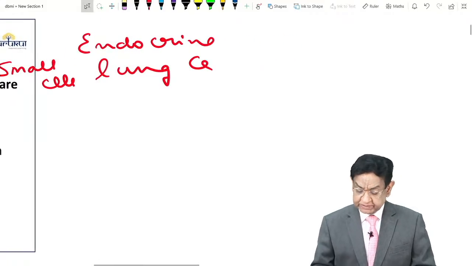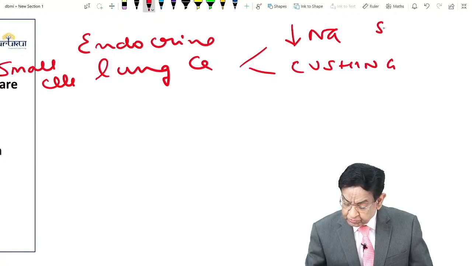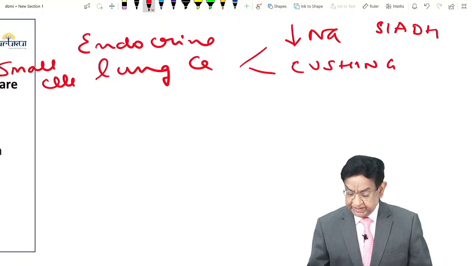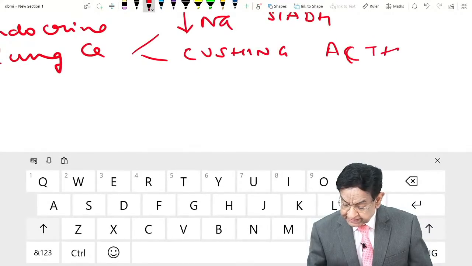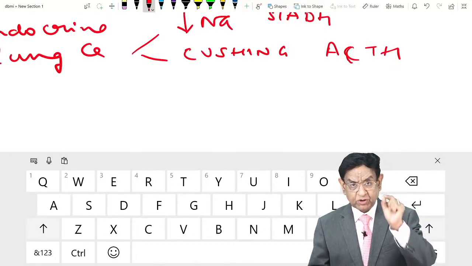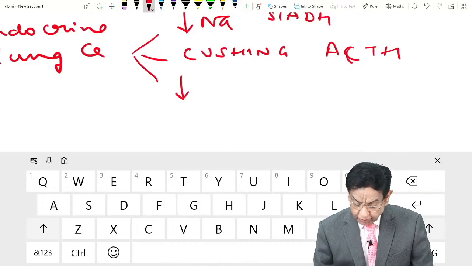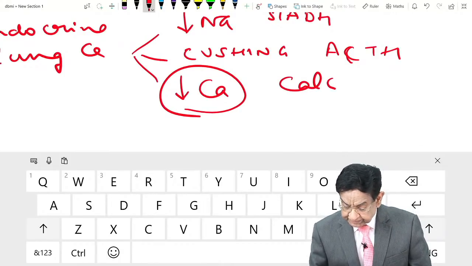What happens in small cell lung cancer? There can be hyponatremia, there can be Cushing-like features. Hyponatremia occurs due to SIADH, syndrome of inappropriate secretion of ADH. Cushing syndrome occurs due to ectopic secretion of ACTH. And one more thing which is not known to 99%: in small cell lung cancer, hypocalcemia occurs. This is due to calcitonin.